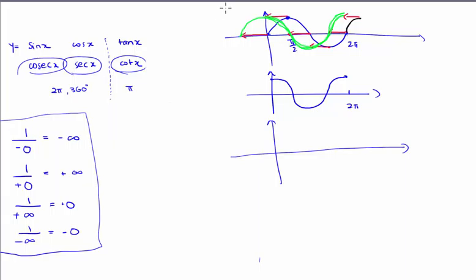cosec function, this is the graph of sine, this one is cosine, cos of x, this one is cosec, and that looked like this. Okay, and this is where 2 pi was, and this is of course pi, and this is where pi on 2 is.